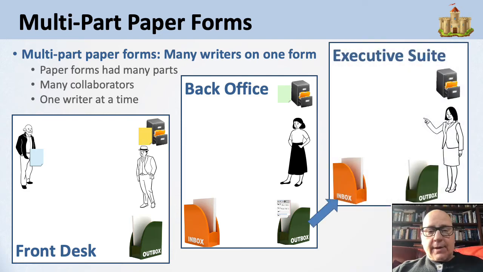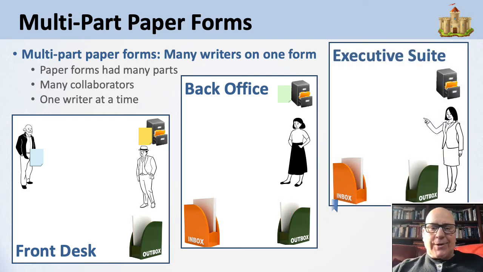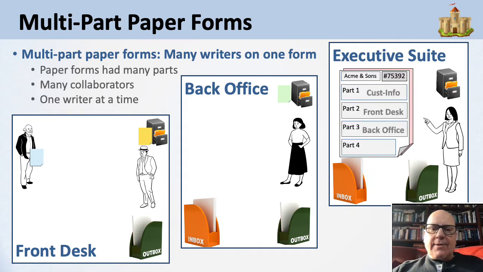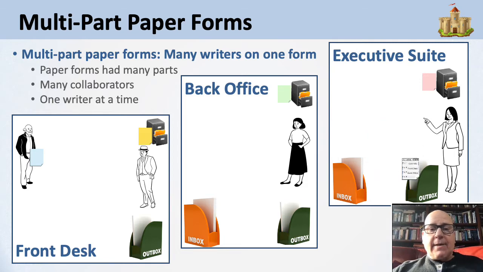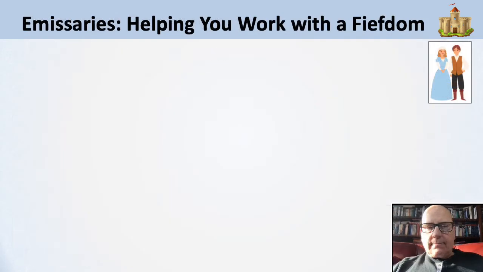And then the mailroom picks that up and moves it to the inbox of the executive suite, which is going to issue approval. And then the executive suite looks at the information with the customer info, front desk, back office, puts the approval, and puts in the last copy again in their file cabinet, and then pushes this to the outbox. And that would typically go back to the front desk, and the customer would come back in and things would get worked through to completion.